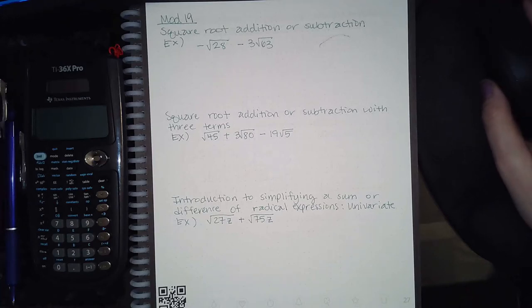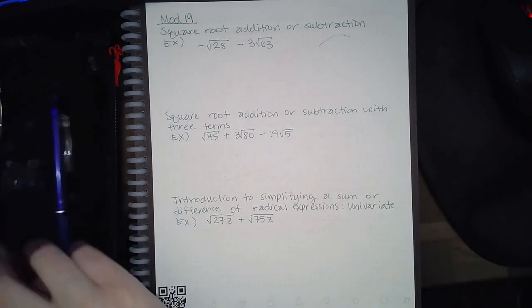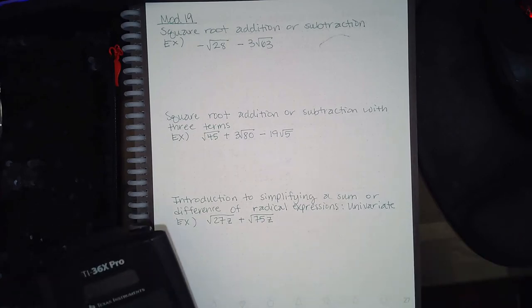Okay, here we have module 19. So the first topic is the square root addition or subtraction. Here what we're gonna do is simplify the square roots, and then if they are like terms, then we will be able to add or subtract them.